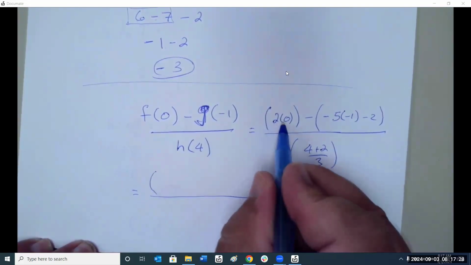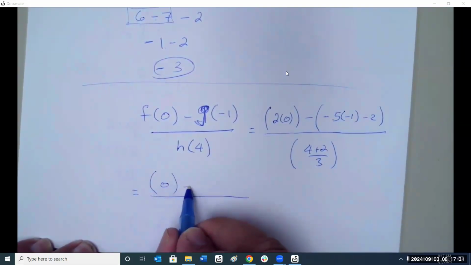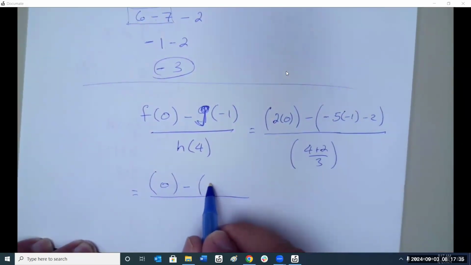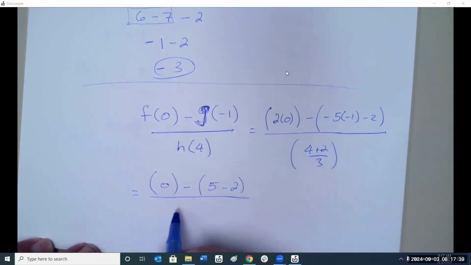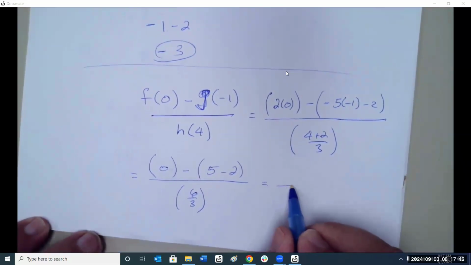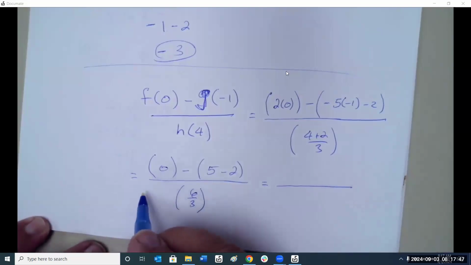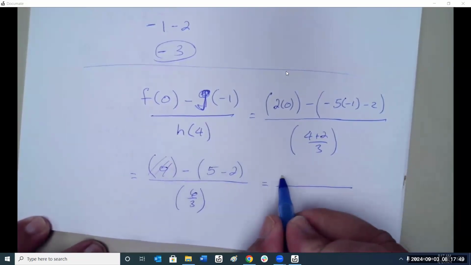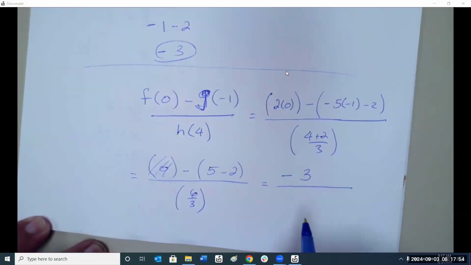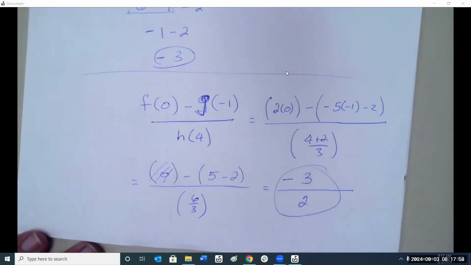So the first parenthesis, 2 times 0 is 0. Negative times negative is positive. 5 times 1 is 5. Minus 2. 6 over 3. So 0 is nothing. 5 minus 2 is 3. 6 over 3 is 2. And there's your answer.